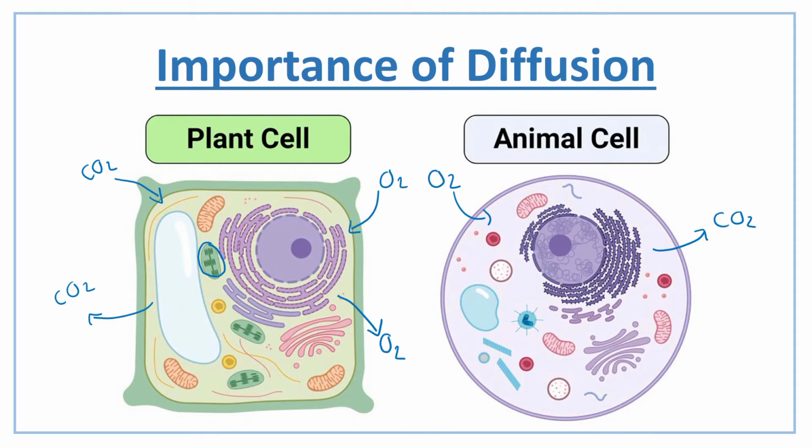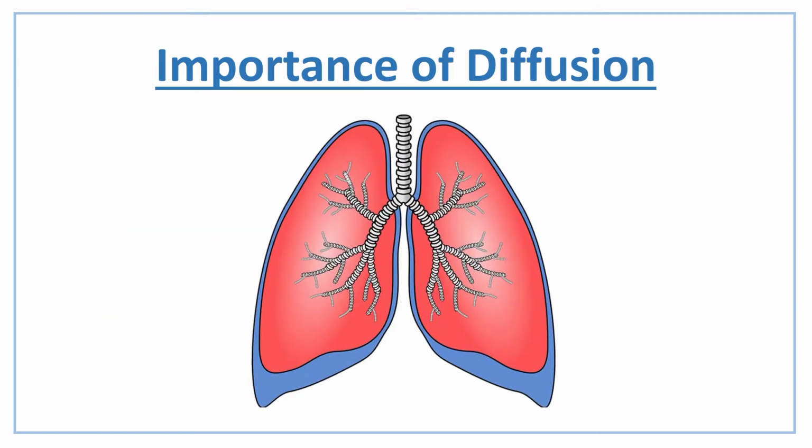Okay? So diffusion is incredibly important in unicellular organisms for the movement of CO2 and oxygen, O2, in and out of the cell. Now, in a multicellular organism, diffusion is incredibly important for breathing. When we breathe in, if we take a deep breath in, what is entering our lungs is oxygen. So oxygen will come down both branches of our lungs and it will enter our respiratory system.